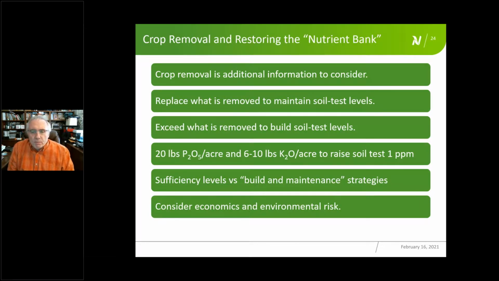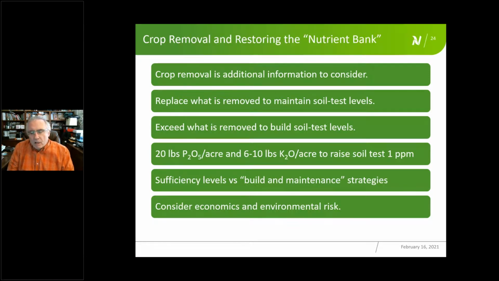Sufficiency levels versus build and maintenance strategies. Sufficiency levels is a concept that basically, if I'm at a certain level, then that supplies me a certain sufficiency of the nutrient. If I'm above the critical level, then I should not need to apply any more. And I can continue to do that until the soil drops below the sufficiency level. If I am below the sufficiency level, then maybe I want to consider build or maintenance strategies. And again, consider economics.